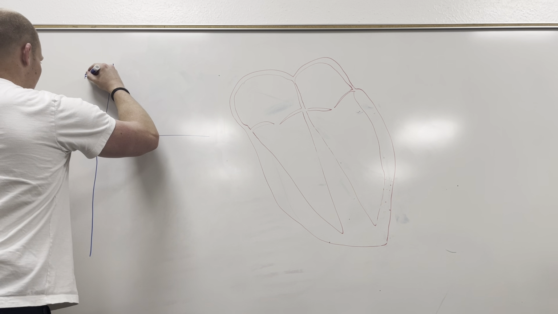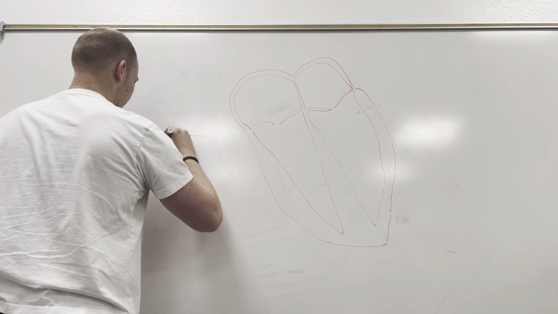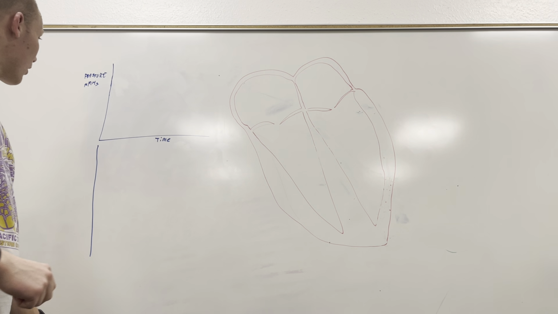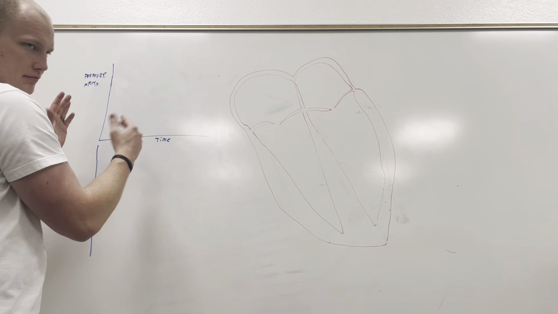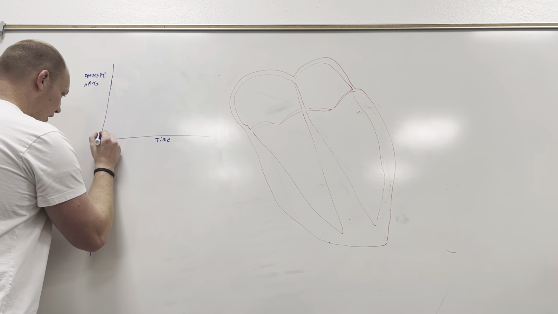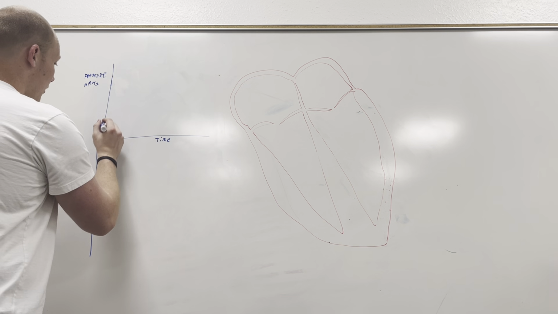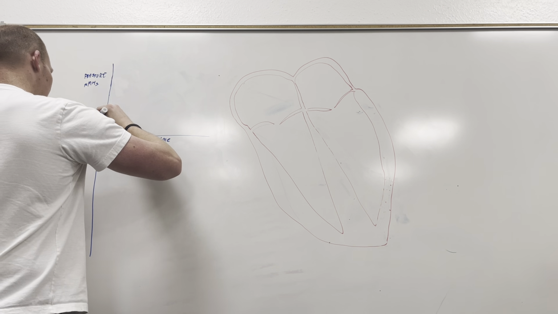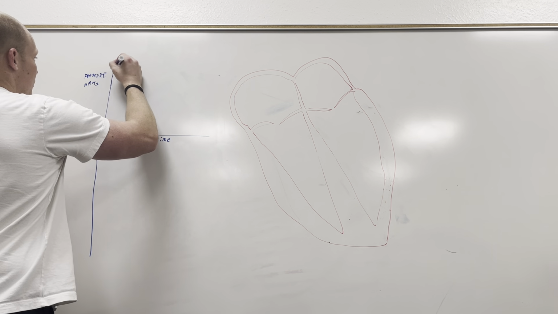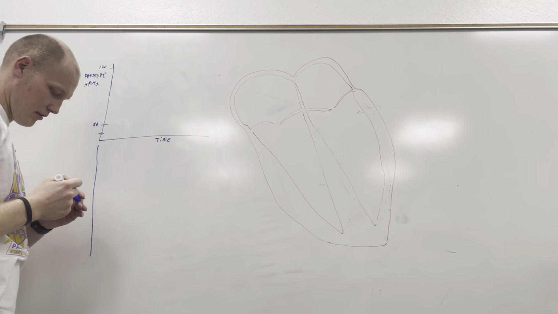And then here we just have time. Okay, so we're just going to scale this up. Let me erase this here. We'll do one of these little fun guys. Okay, so down here, this is at about 80 millimeters of mercury. We'll do 120 up here.